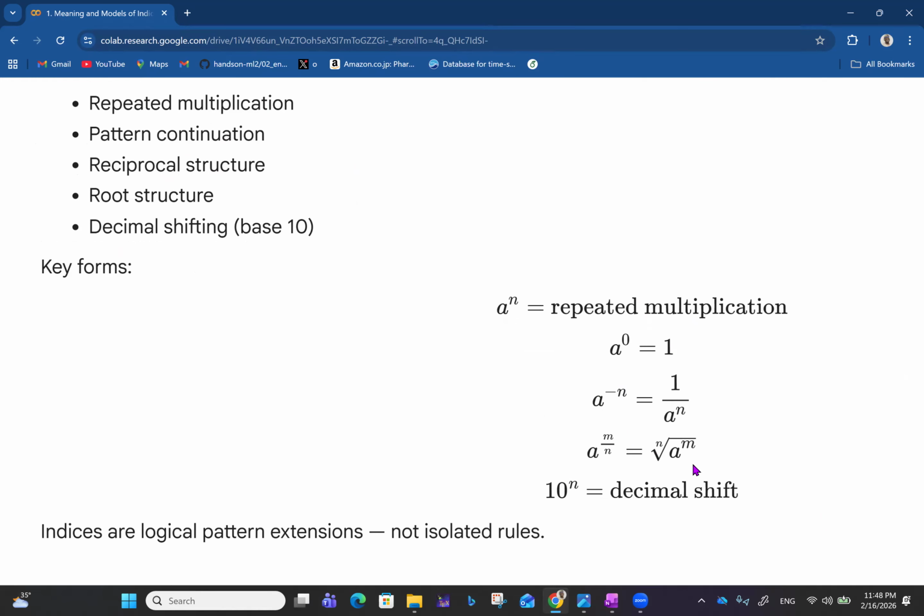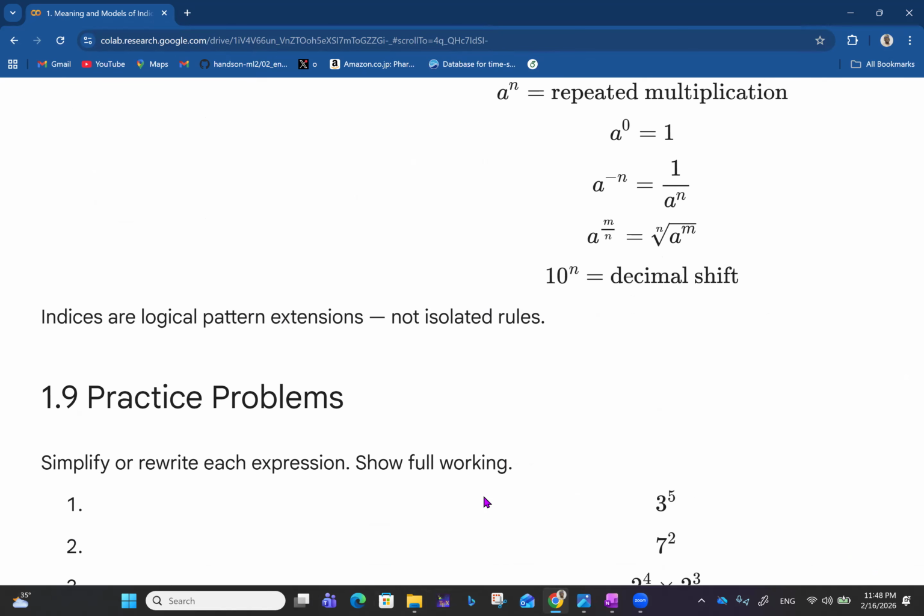And then 10 raised power n talks about a decimal shift. If n is positive, the decimal will shift to the right. If n is negative, the decimal will shift to the left. So indices are logical pattern extensions, not isolated rules. It's not just about the rules. There's a particular pattern everything is following.